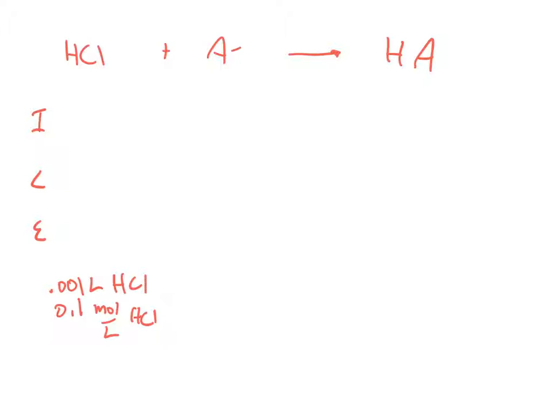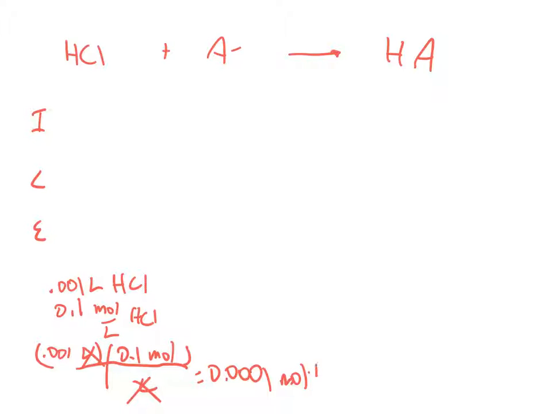That's really simple. If you take, for example, 0.001 liters and multiply that by 0.1 moles per liter, see the liters cancel out, and we are left with 0.0001 moles of HCl. So that's the initial amount that I was adding here: 0.0001 moles of HCl. We're going to do the same thing for the A minus form and the HA form.